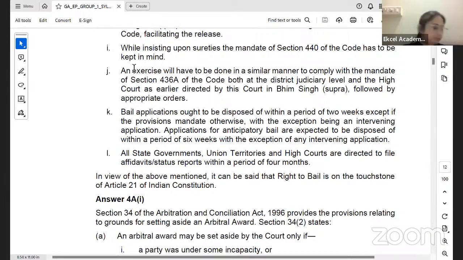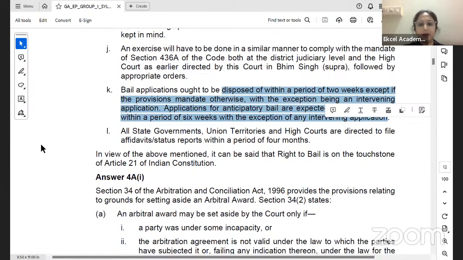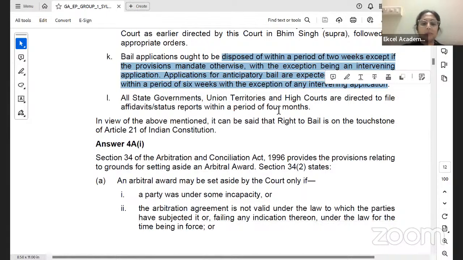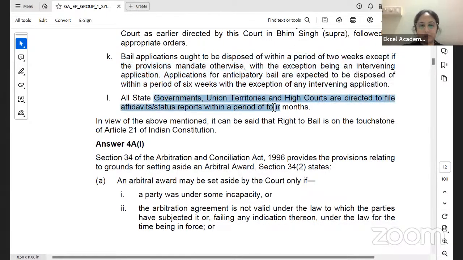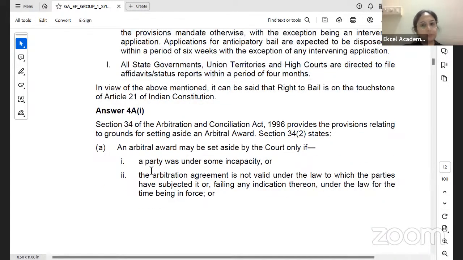Then an exercise will have to be done in similar manner to comply with mandate of 436A, both at the district and judiciary level and high court, as earlier directed by this court in Bhim Singh, followed by appropriate orders. Then the bail application ought to be disposed of within the period of 2 weeks. So maximum it can be 6 weeks, but within 2 weeks you have to complete the bail application. Then all state government, union territory, high court are directed to file affidavit or status report within a period of 4 months. So these are some of the directions given by Supreme Court.